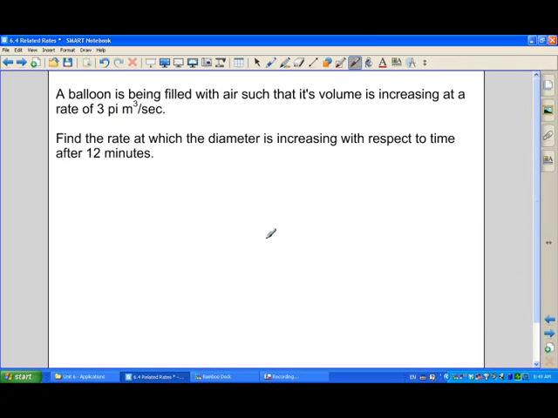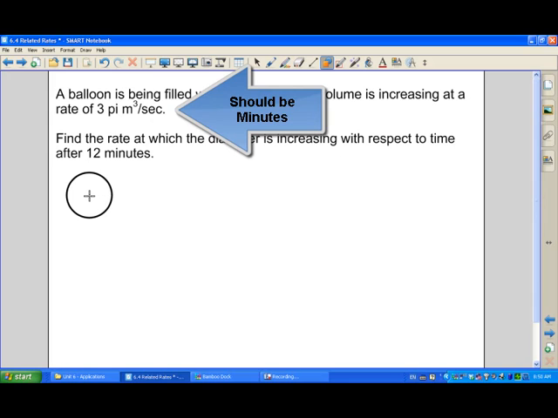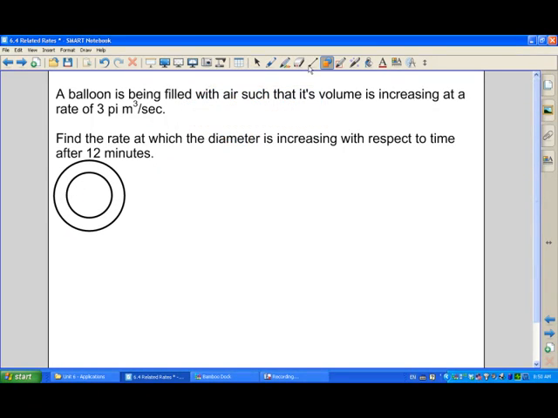Here we have a balloon being filled with air such that the volume of the balloon is increasing at a rate of 3 pi meters cubed per second. We want to find the rate at which diameter is increasing with respect to time after 12 minutes. So again, we have a balloon that's being filled with air. As we fill this balloon with air, obviously the radius of the balloon is going to increase as the balloon gets larger.